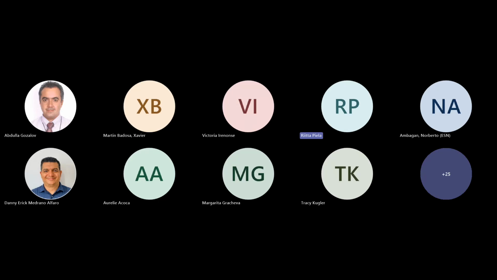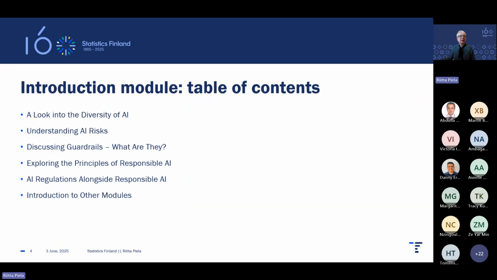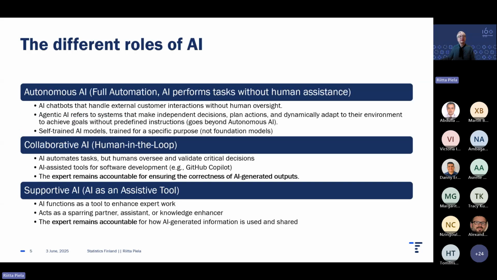We have 8 modules to promote understanding of the need for guardrails in managing AI risks. And the table of contents: we look first into the diversity of AI, then we try to understand the AI risks, and then a little bit of discussion about guardrails, what they are, and then we explore the principles of responsible AI and a little bit about AI regulations also, and then a very short introduction to other modules. But let's first try to understand the diversity of AI.